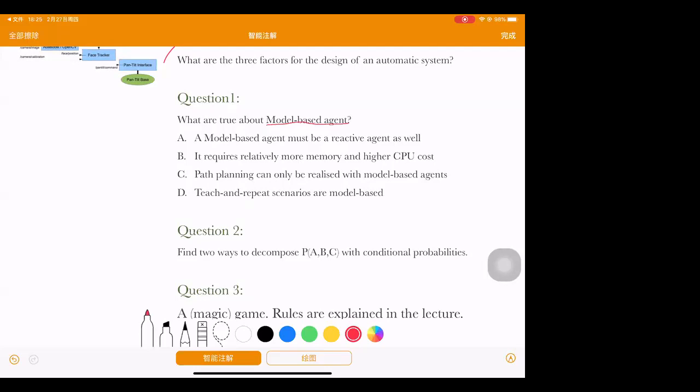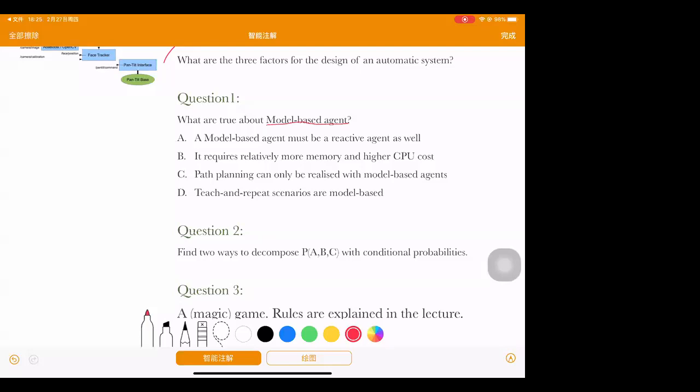Reactive agents are sometimes not model-based, but the other way: is a model-based agent necessarily a reactive agent? This is no, because some model-based agents don't even need preset sensors. As long as you have an inherent variable, you don't need to be reactive to environment changes. That's why A is wrong.